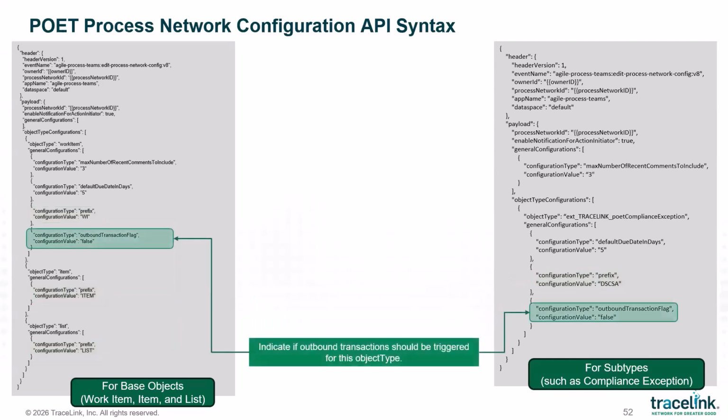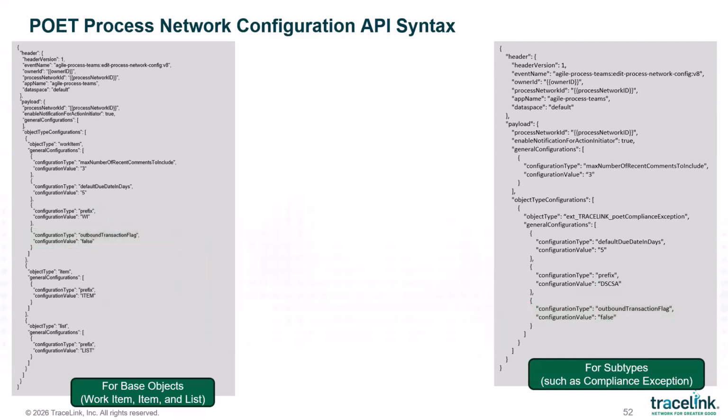Here you can specify the outbound transaction flag. It indicates if the outbound transaction should be triggered for this object type or not. Set it with true or false. There are other configuration parameters as well, which are out of scope for this course, but you can learn about them in Poet B2B configurations.